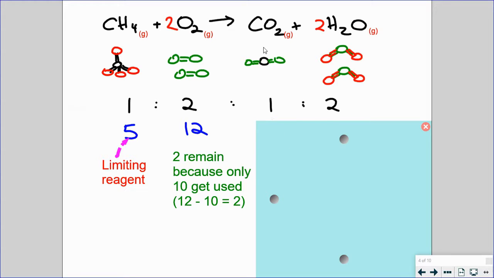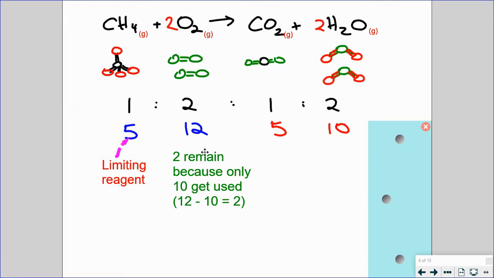So how many molecules of carbon dioxide will be produced? 5, because of the ratio between methane and carbon dioxide. They both have a 1-to-1 ratio according to the balanced chemical equation. So if we have 5 molecules of methane, we should also have 5 molecules of carbon dioxide. We would predict that 10 molecules of water would be produced because the ratio between methane and water is 1 to 2. So if we have 5 molecules of methane, we should have 10 molecules of water.